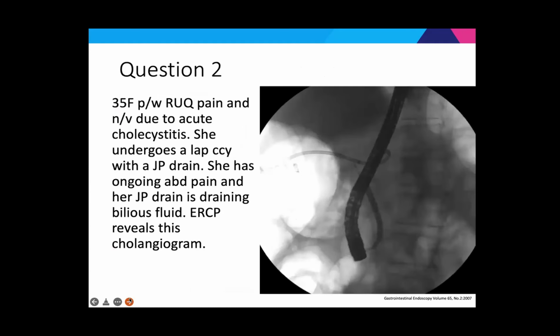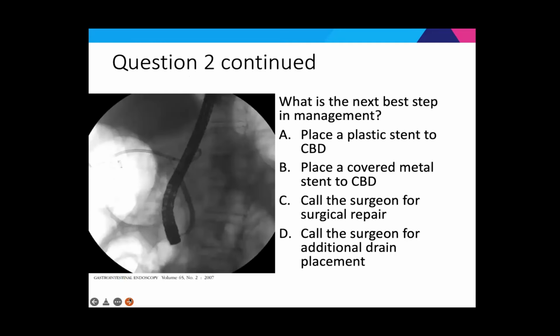Okay, question number 2. This is a 35-year-old female presenting with right upper quadrant pain and nausea, vomiting due to acute cholecystitis. She undergoes a laparoscopic cholecystectomy with a JP drain placement. She has ongoing abdominal pain and her JP drain is draining bilious fluid. ERCP is performed and reveals this cholangiogram on the right. What is the next best step in management?